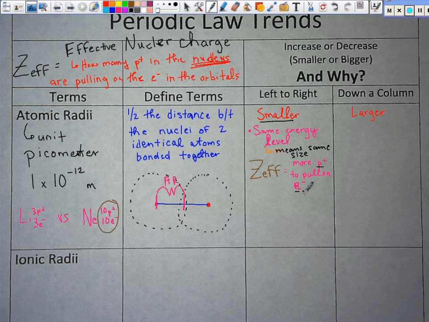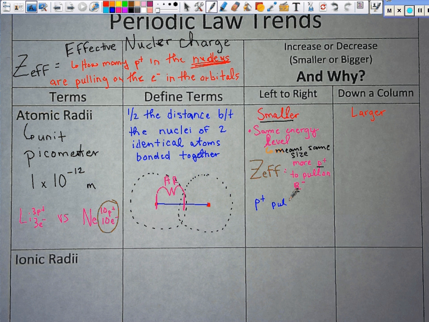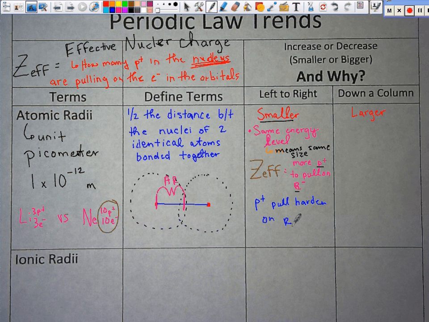All right, so essentially the protons are pulling tighter on those rings. Okay, protons pull harder on the rings. And again, what is a ring? Hopefully you know by now it is an orbital. If you don't, write orbital under that. Okay, so that takes care of left to right.